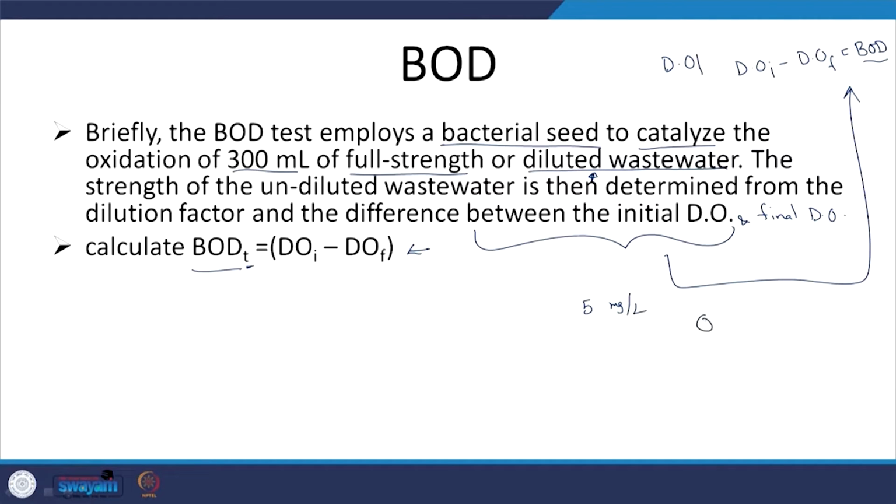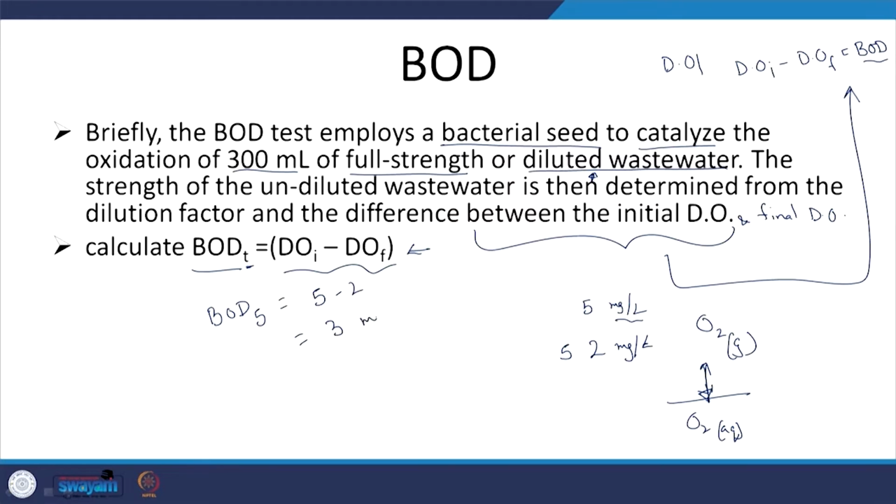Why do I close it? Because I do not want oxygen from the gaseous phase to replenish the oxygen in the aqueous phase. If I let this happen, then I cannot measure the change in, or the oxygen consumed by the microbes, accurately. That is something to keep in mind. So, this is how we are going to do it. Let us say 5 milligram per liter initially and 2 milligram per liter after 5 days, and I am going to end up with a BOD 5, meaning 5 day BOD, equal to 5 minus 2, that is equal to 3 milligrams per liter, in terms of oxygen demand.